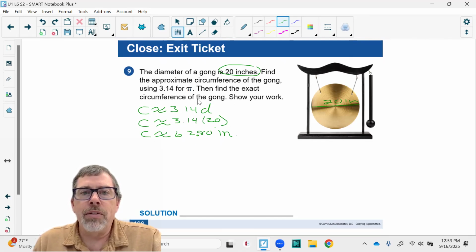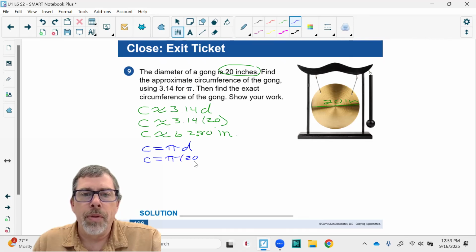Then find the exact circumference of the gong. Well, then I'm going to say C equals pi d. C equals pi times 20. So therefore, C equals 20 pi inches. Okay, is this an exact or an approximation? This is an exact.